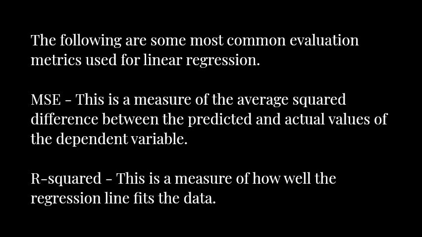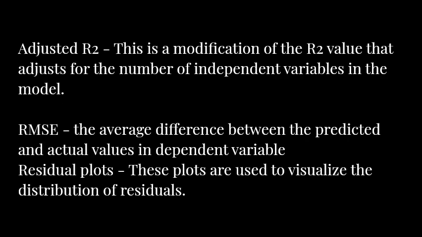R-squared. This is a measure of how well the regression line fits the data, representing the proportion of the variance in the dependent variable that is explained by the independent variables. An R-squared value of 1 indicates a perfect fit, while a value of 0 indicates that the model does not explain any of the variability in the dependent variable.